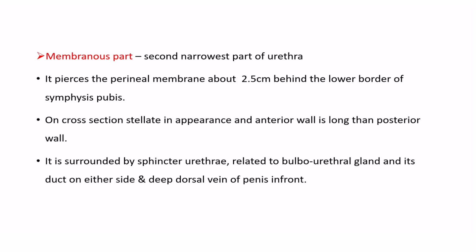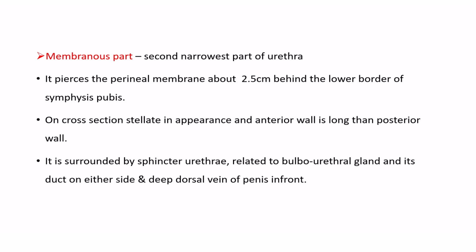Membranous urethra pierces the perineal membrane about 2.5 centimeters behind the lower border of the symphysis pubis. The bulb of the penis comes in contact with the perineal membrane in the posterior part, but in front they are separated by a gap through which the urethra passes. Therefore, the anterior wall of the membranous urethra is longer than the posterior wall. Anterior wall is about 2 centimeters, whereas posterior wall is about 1.25 centimeters.